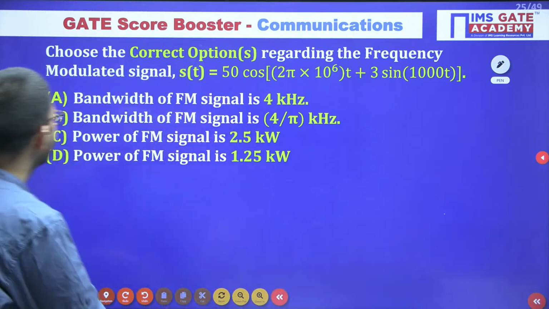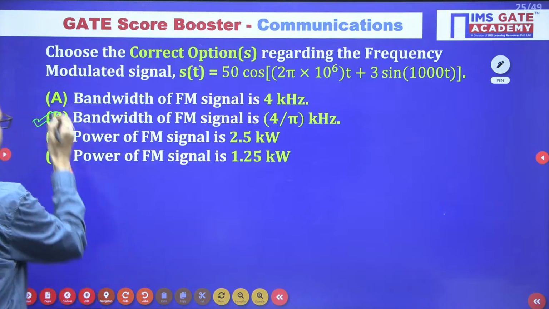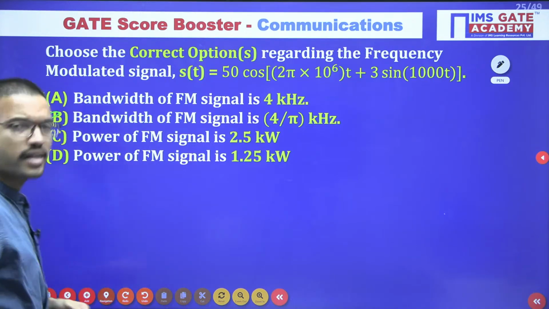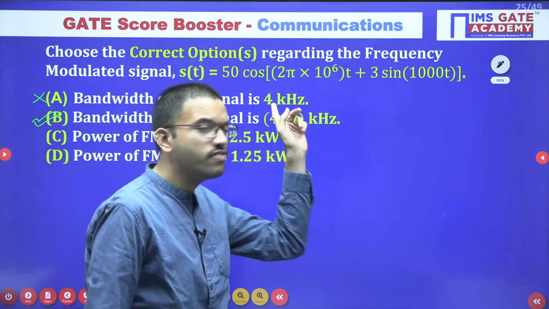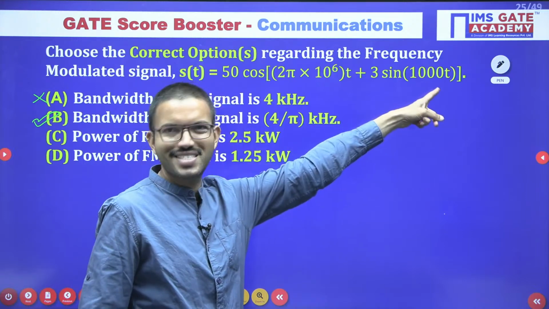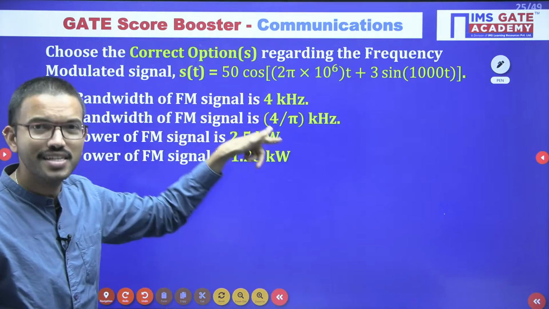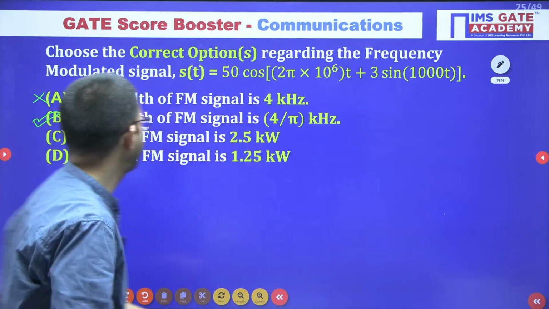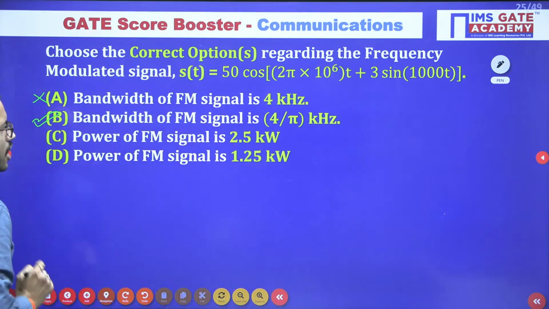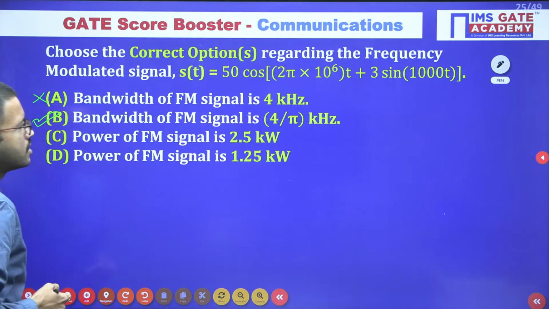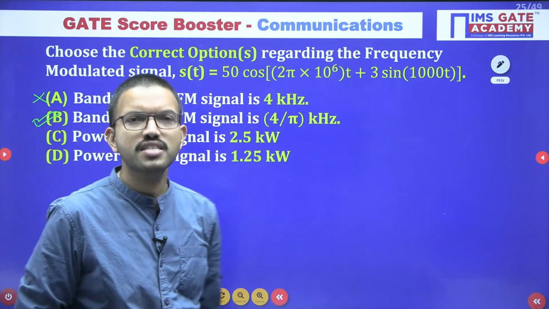Okay. So as of now, we got option B as correct. Option A is not at all correct. I have already mentioned, option A will be correct provided there is pi in 1000 pi t. If it is there, then definitely option A is correct, but in that case option B is wrong. Okay, fine. Now in option C and option D, you have the power of the FM signal.